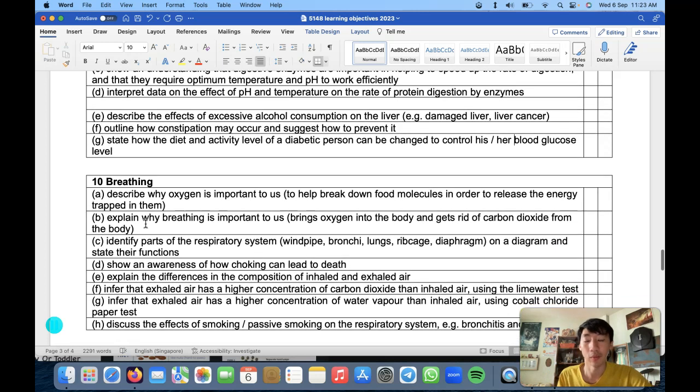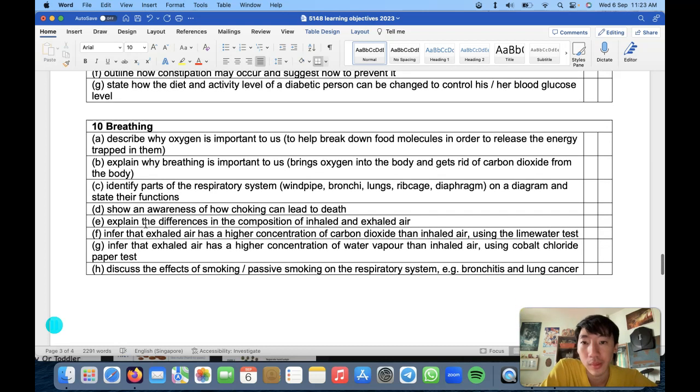Now we have finished one chapter. Let's move on to the chapter on breathing. Breathing, just like digestion, is one of the key things in life. You must eat and you must breathe. These are the few things we must do.